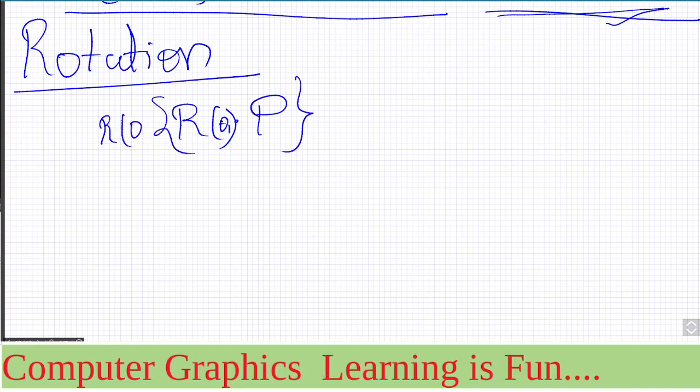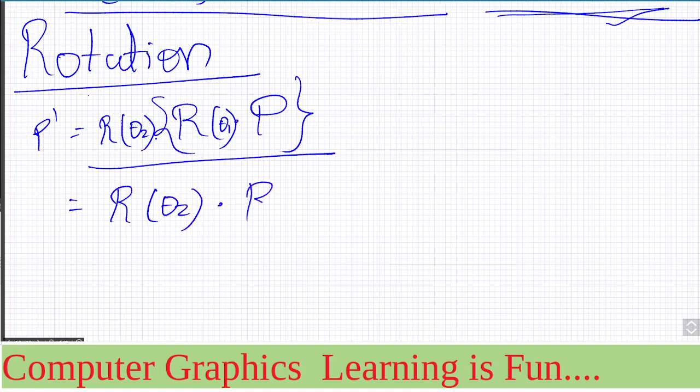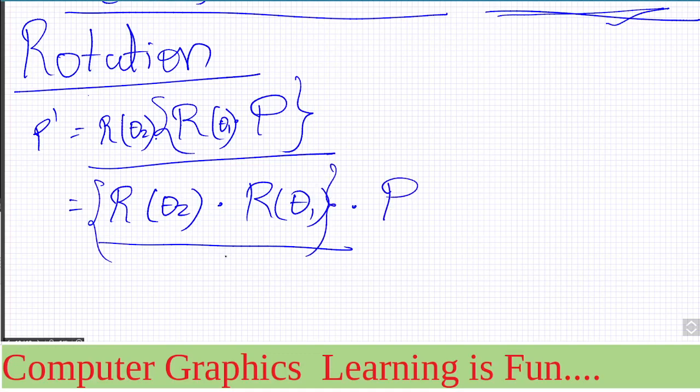Suppose you have two successive rotations. One rotation with theta 1, where your P is being rotated by theta 1, and then whatever the result you get, you rotate it with theta 2. Then you get your P dash. Is it possible to write this similarly as we have written earlier, R theta 2 into R theta 1, and whatever the result is, we will multiply it with P? Can we write it like this?